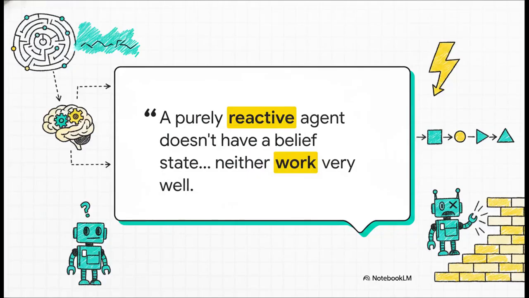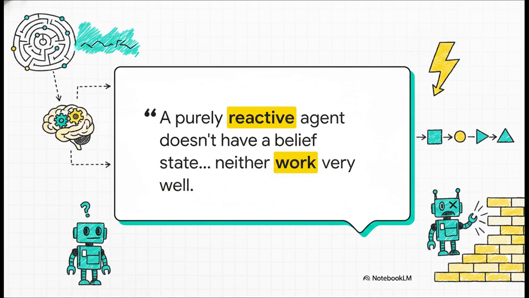So the crucial point is perfectly captured in this idea from the source material. A purely reactive agent doesn't have a belief state, neither work very well in complicated domains. Basically, to survive in a messy, complicated world, an AI can't just be a bundle of simple reflexes. It absolutely must build, maintain, and constantly update an internal model, a belief state of both itself and the environment it's moving through.